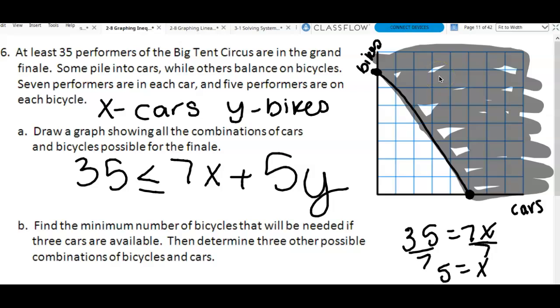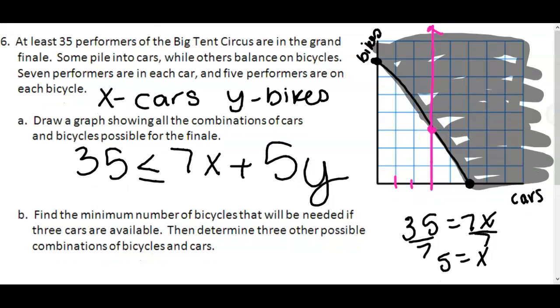Find the minimum number of bikes that is needed if 3 cars are available. So now, I have 3 cars. The minimum number of bikes, can you have a decimal of a bike? It's a little bit lower than that. My graphing line is a little off. How could you find this algebraically?